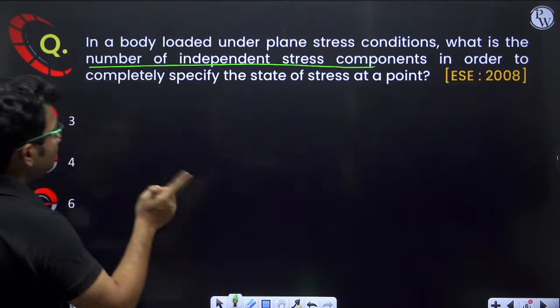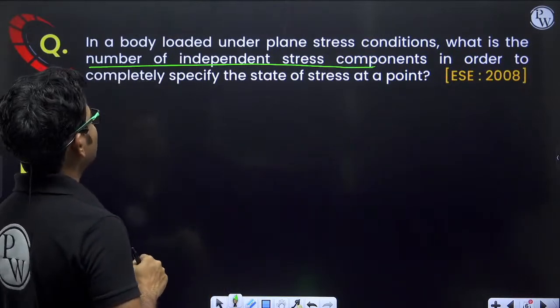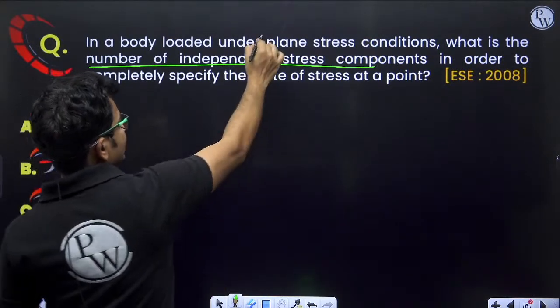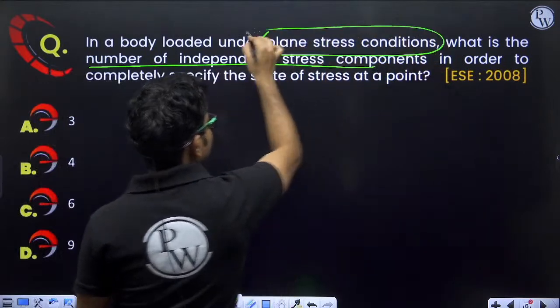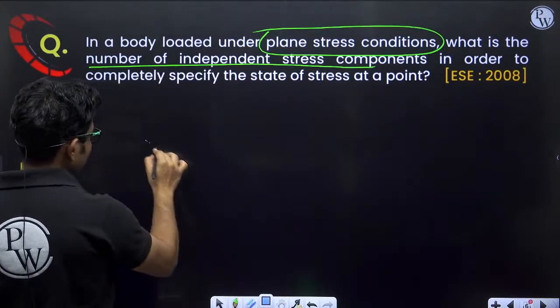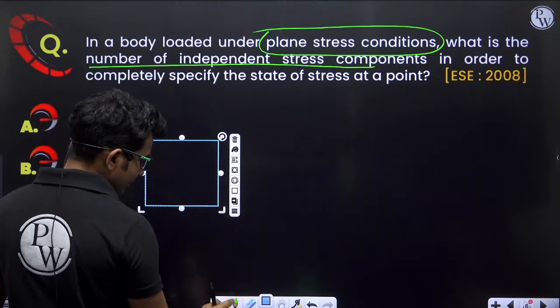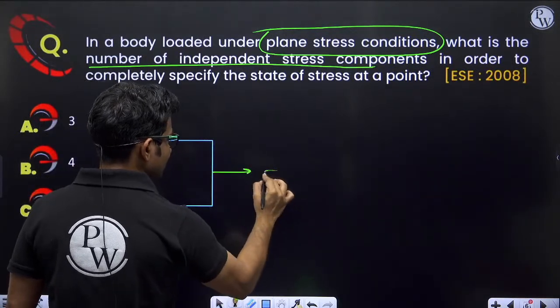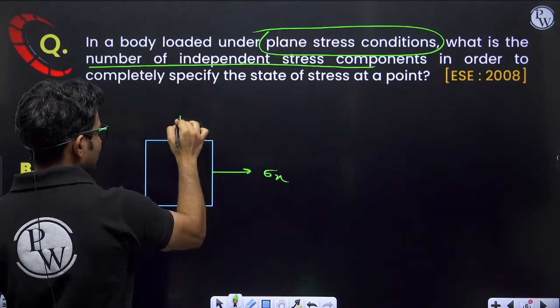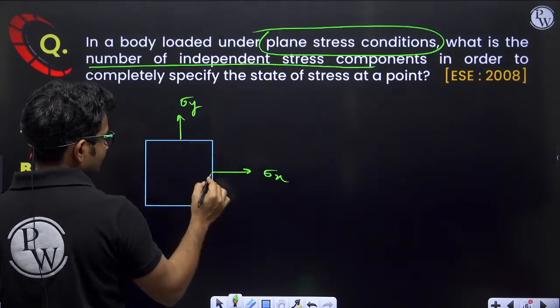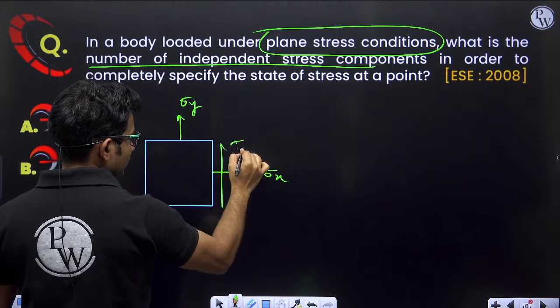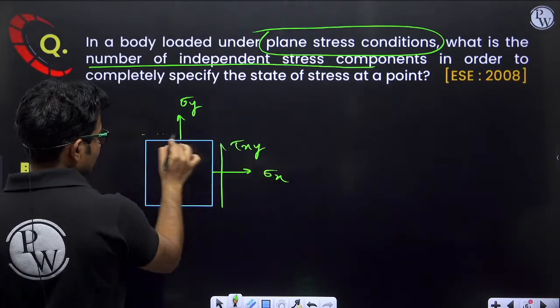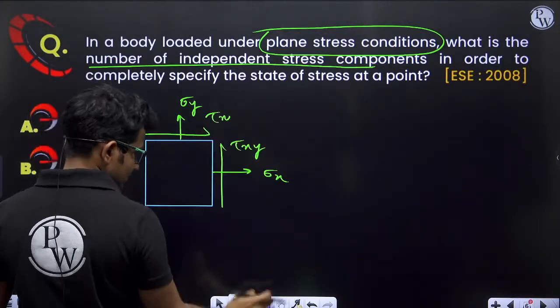In order to completely specify the state of stress at a point. Okay. So in plane stress condition, how many total number of stress components are required? In plane stress condition, total number of stress components are required. This is sigma x, sigma y. Okay. This is tau xy. Okay. This is tau yx.